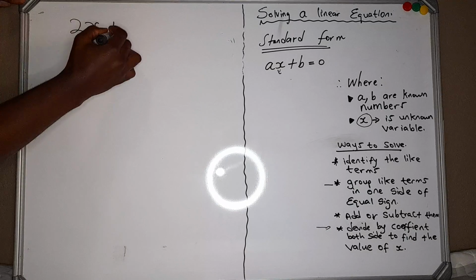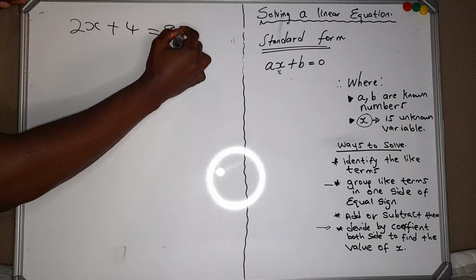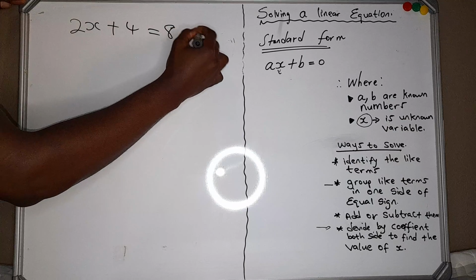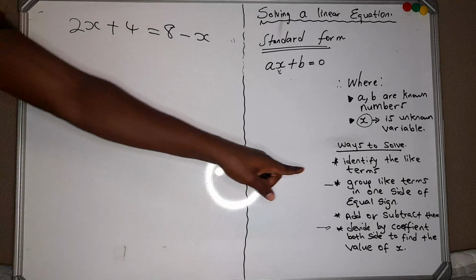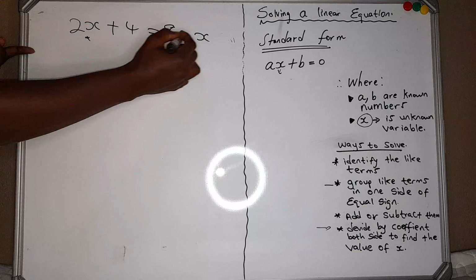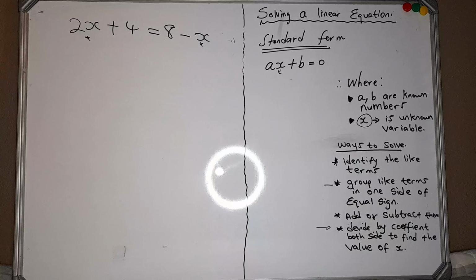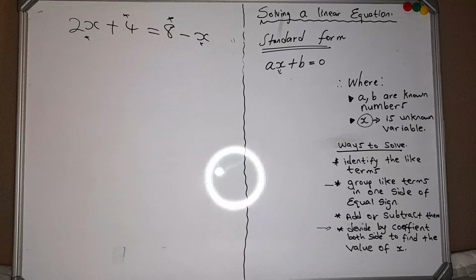Let's take this example: 2x plus 4 is equal to 8 minus x. They want you to solve for x. When you solve for x, first we said you must identify the like terms. How do you identify the like terms? You must mark them first. After marking your like terms, you must group them in one position.